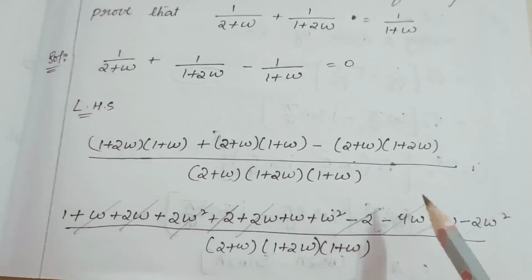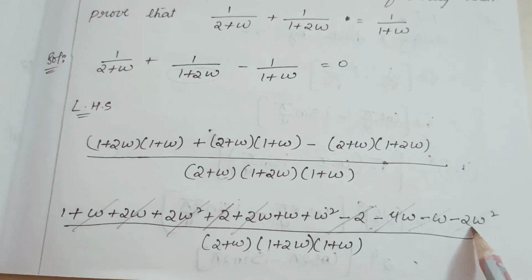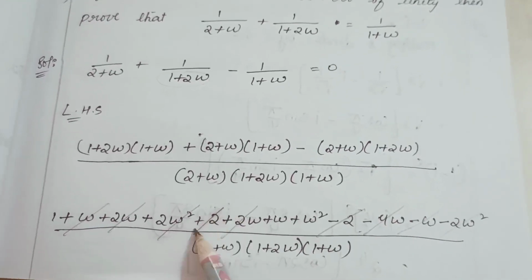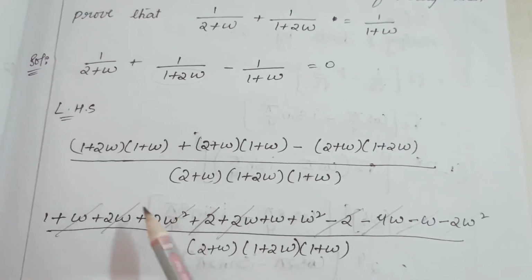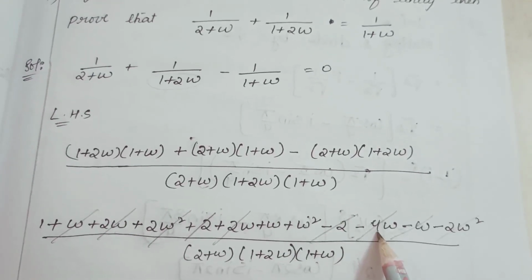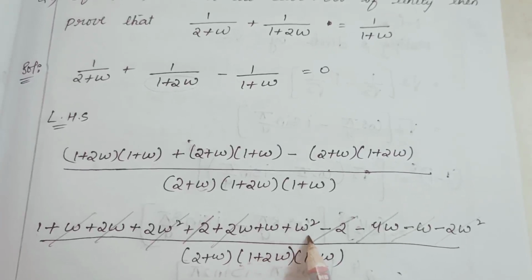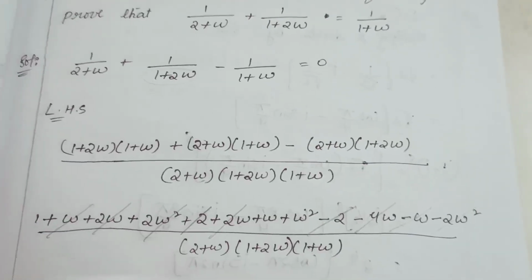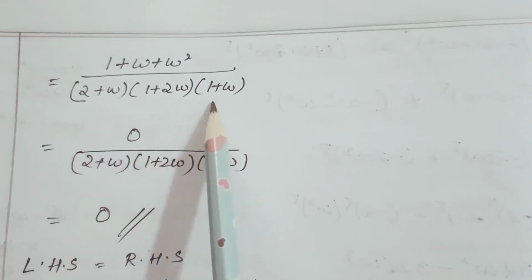Okay, now cancelling all these terms: omega and this omega, minus 2 omega square plus 2 omega square, plus 2 minus 2, minus 4 omega plus 2 omega plus 2 omega is 4 omega, plus 4 omega minus 4 omega gets cancelled. You will get 1 plus omega square, this one same as it is. See, 1 plus omega square by denominator same as it is.